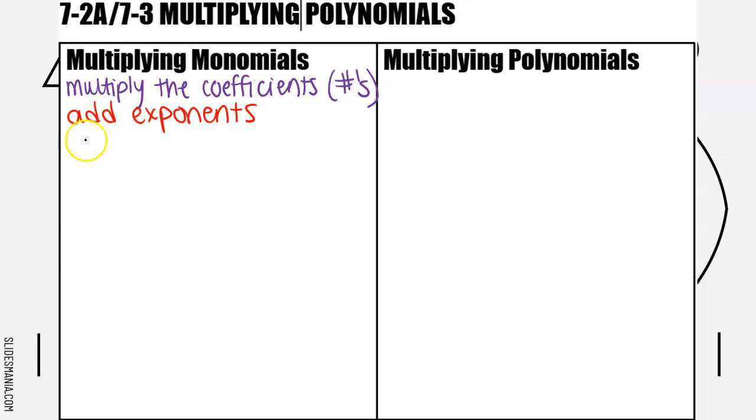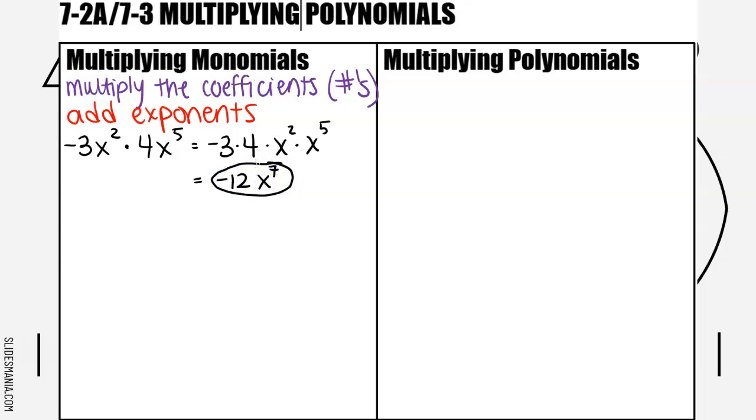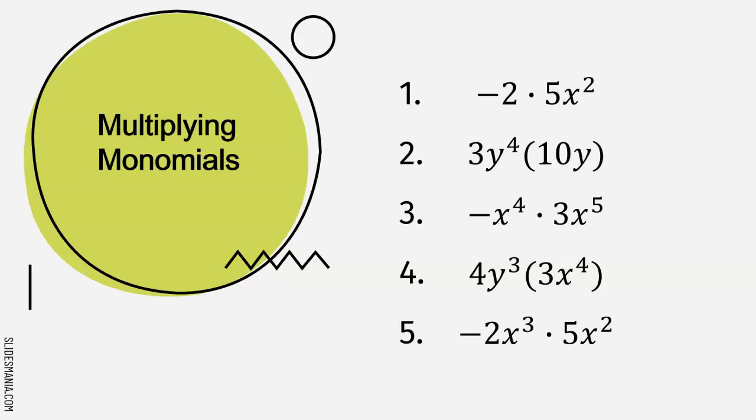So a good example to have in your notes would be negative 3x to the power of 2 times 4x to the power of 5. I'm going to multiply my numbers and add my exponents, which would give me negative 12x to the power of 7. Let's look at a couple other examples here. I'm going to try a few and then you can pause and try the others on your own.